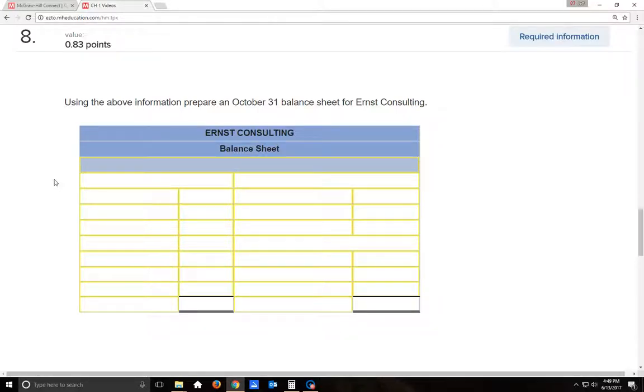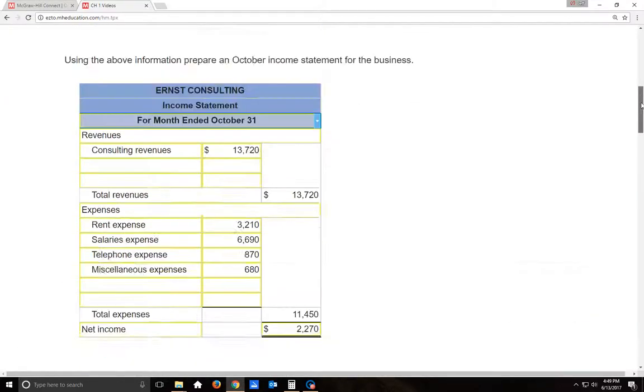This is Chapter 1, an algorithmic version of Exercise 1-17 on preparing a balance sheet. It says, using the above information, prepare an October the 31st balance sheet for Ernst Consulting. In this problem, we've been using the data from the algorithmic version of Exercise 1-15.